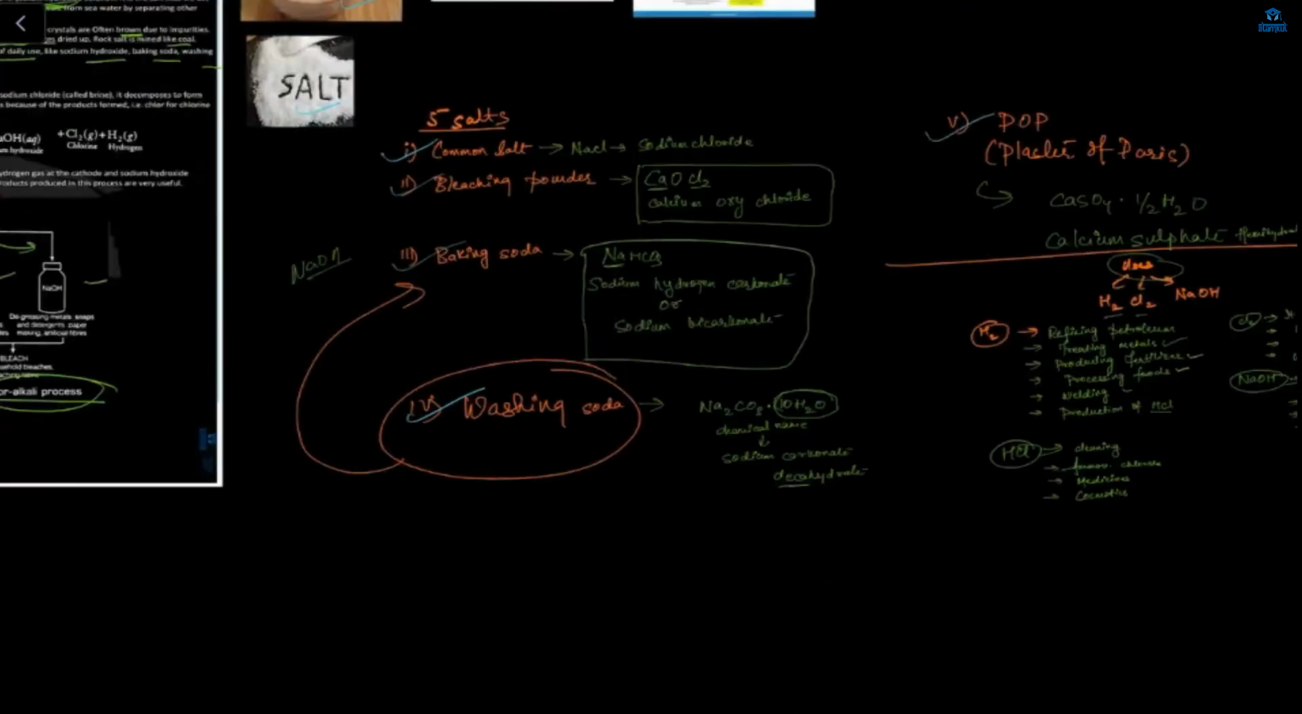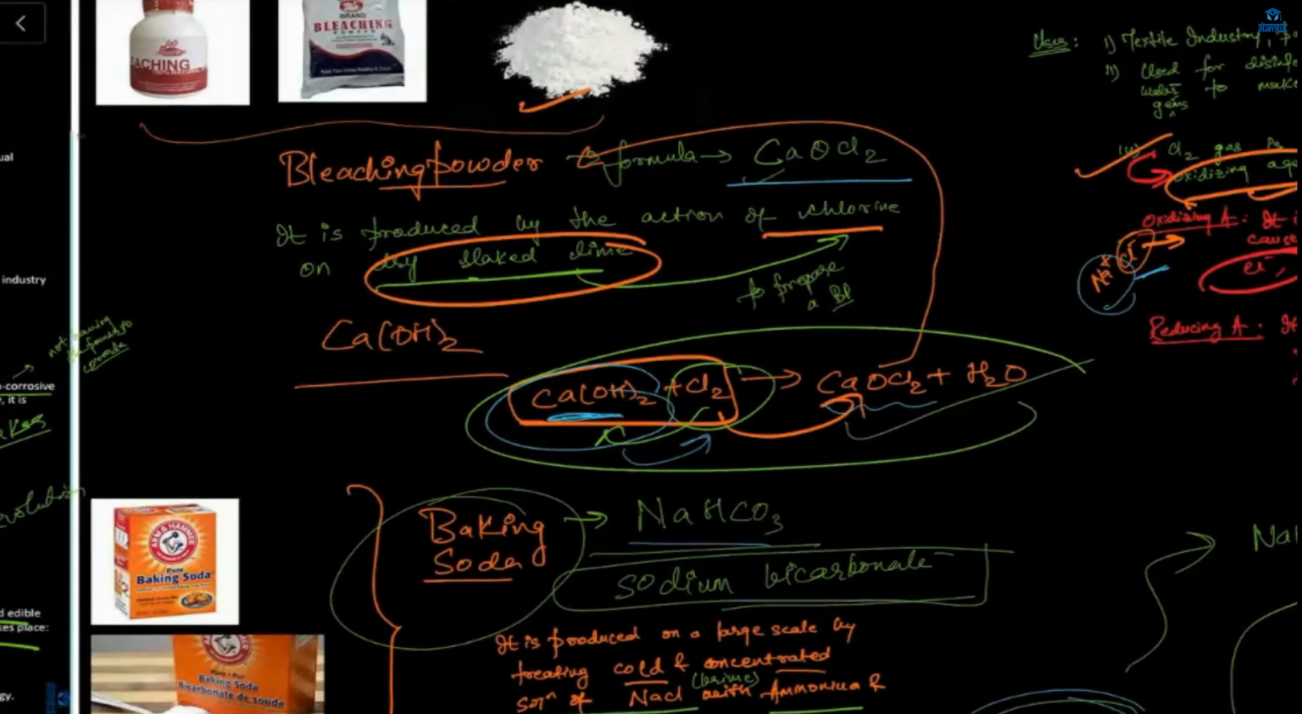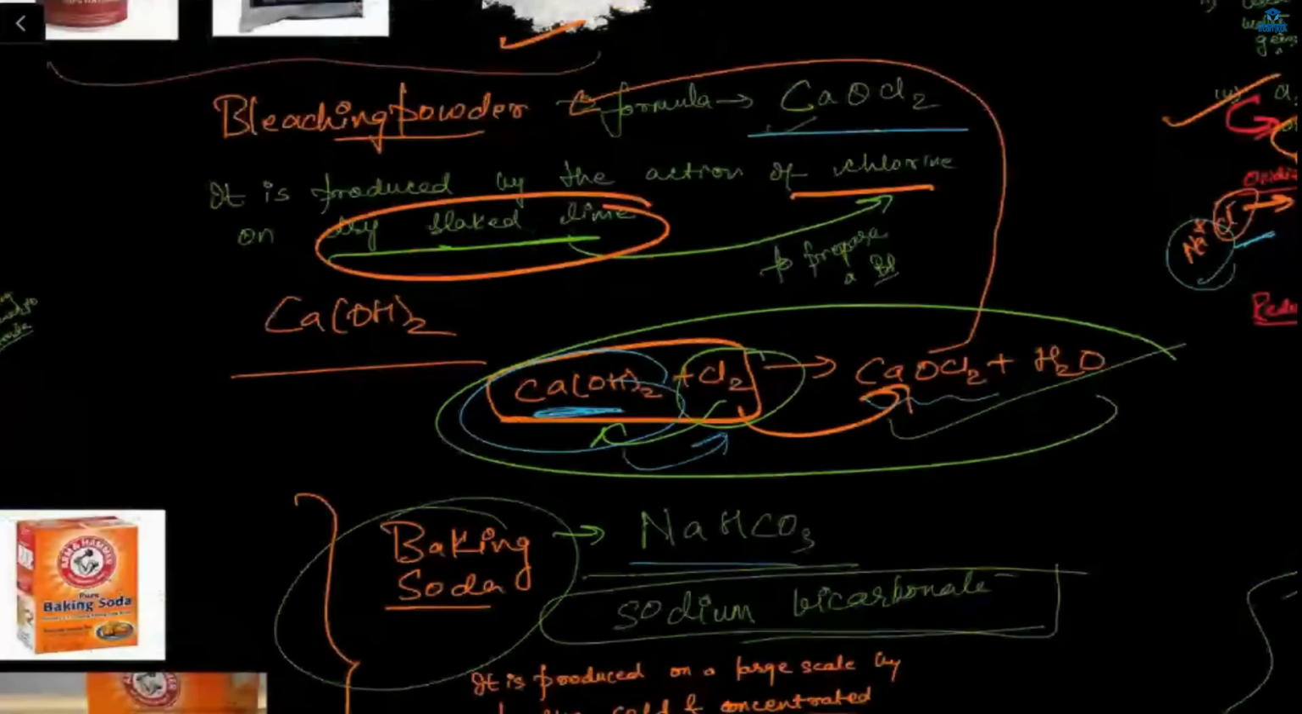Next was my bleaching powder. Bleaching powder was the easiest one. No, the washing soda was the easiest one. What's there in the bleaching powder? It's CaOCl2. It's very easy. By the action of chlorine on dry slaked lime, the chlorine and the dry slaked lime, then we'll get bleaching powder and some water. Okay, we'll get bleaching powder and water.